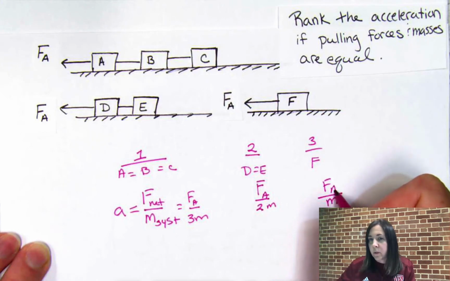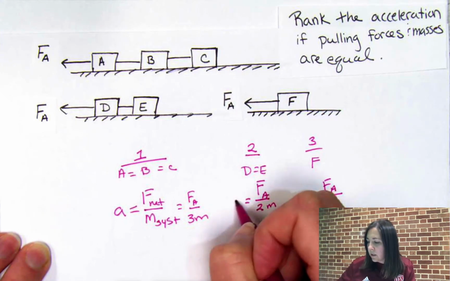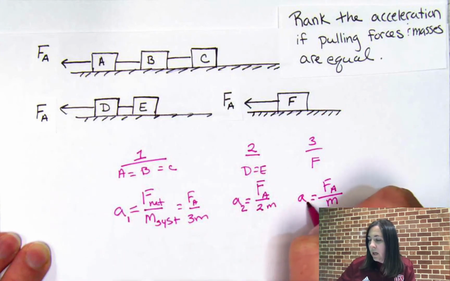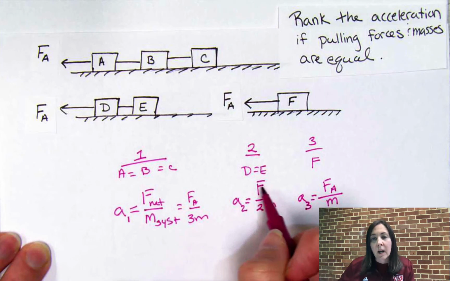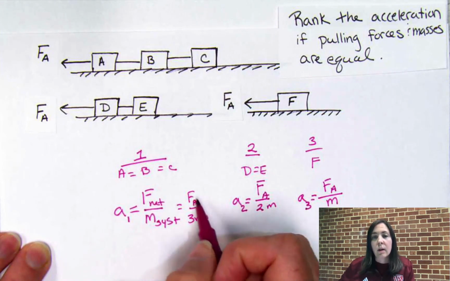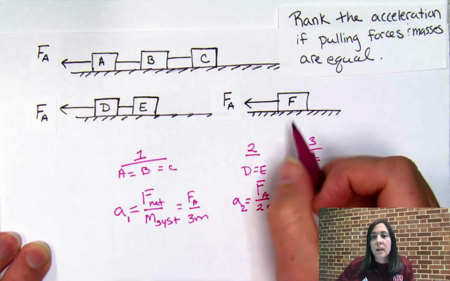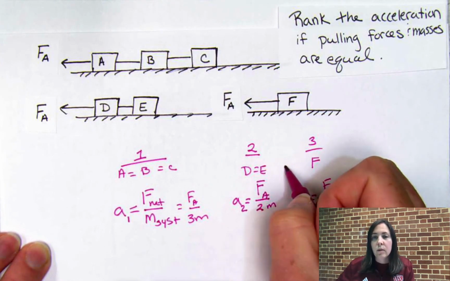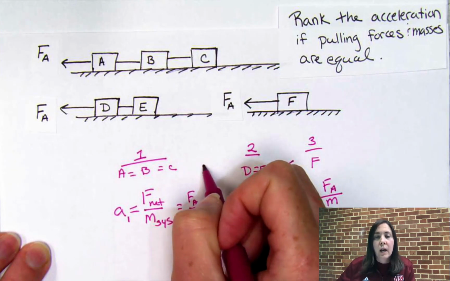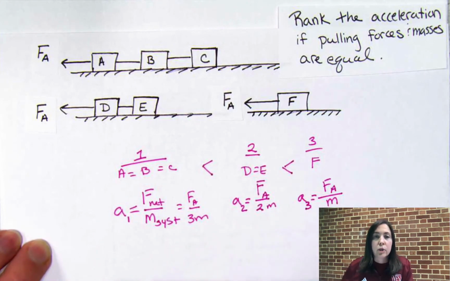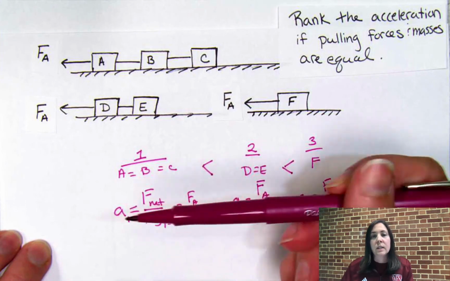And so when I look at these 3 accelerations, of system 1, system 2, and system 3, I see that the acceleration of system 3 is just F over m, and then system 2 is half of that, and system 1 is 1/3 of that. So because this one has the least mass, it will have the greatest acceleration, and then this will have the next largest acceleration, and because system 1 has the largest mass, it will have the smallest acceleration, given that the pulling force to the left is the same for all of them.